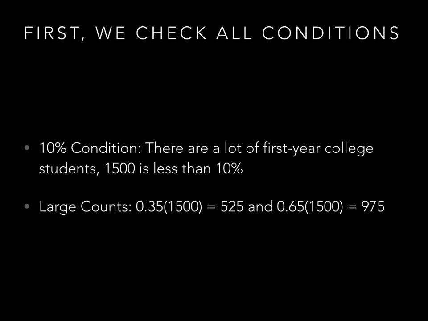Obviously, again, there are millions of first-year college students, and 1,500 is going to be less than 10%. If you want to argue with me about that, send me a text, because you're wrong if you think I'm wrong. Large counts: 0.35 times 1,500 equals 525, and 0.65 times 1,500 equals 975. So all the conditions are met.